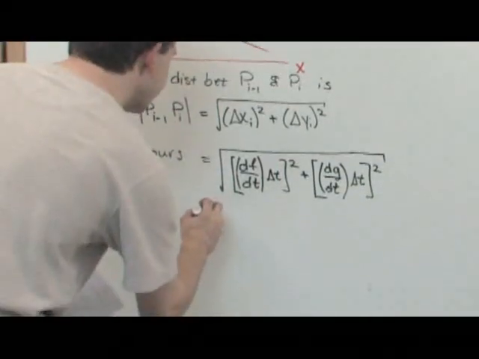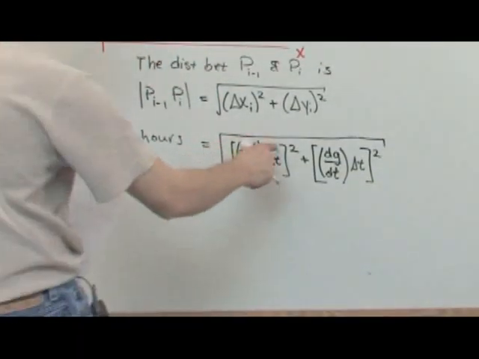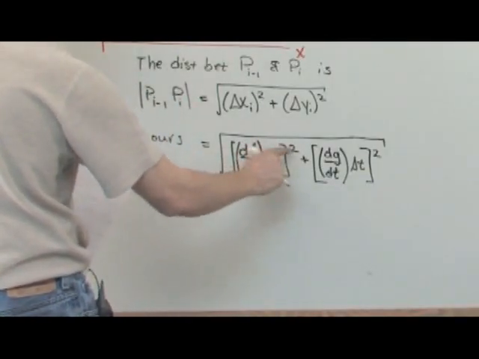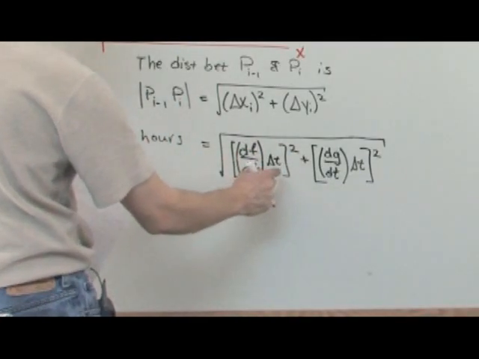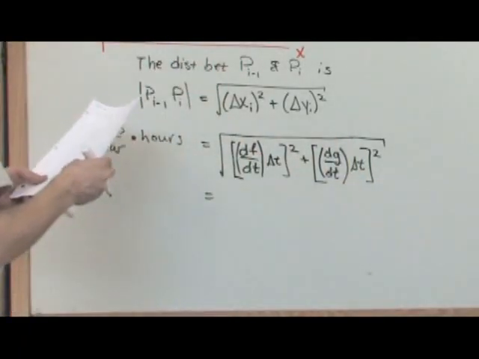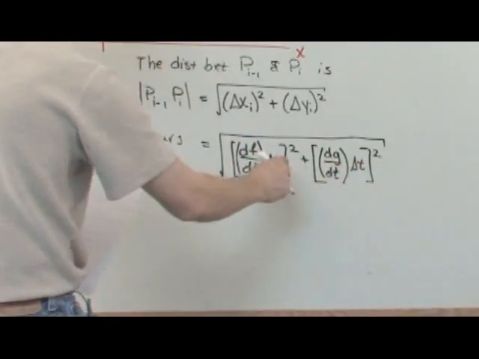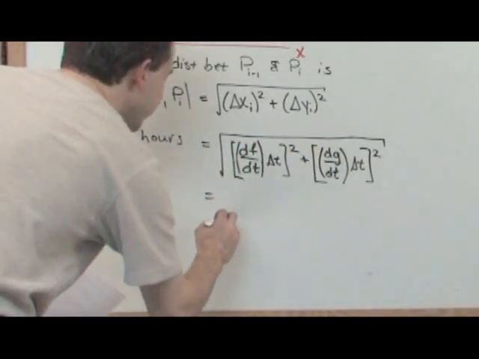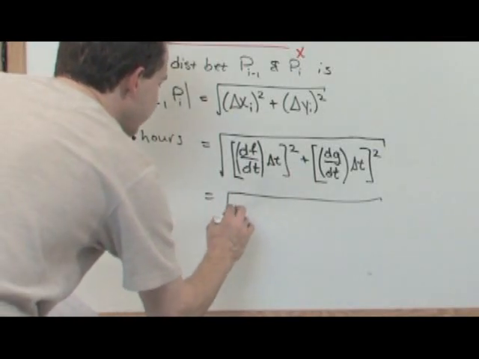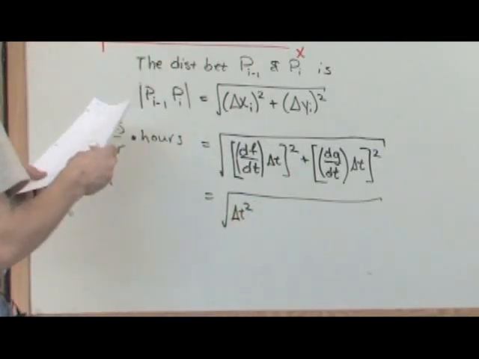Now, what can I do next? Everything is squared here, so if I distribute the square in, I'm going to have df dt squared, delta t squared, dg dt squared, and delta t squared. So in the end, if I do all of that, I'm going to have some delta t squareds running around. So what I'm going to do is keep them under the radical for now, but I'm going to have delta t squared, okay?